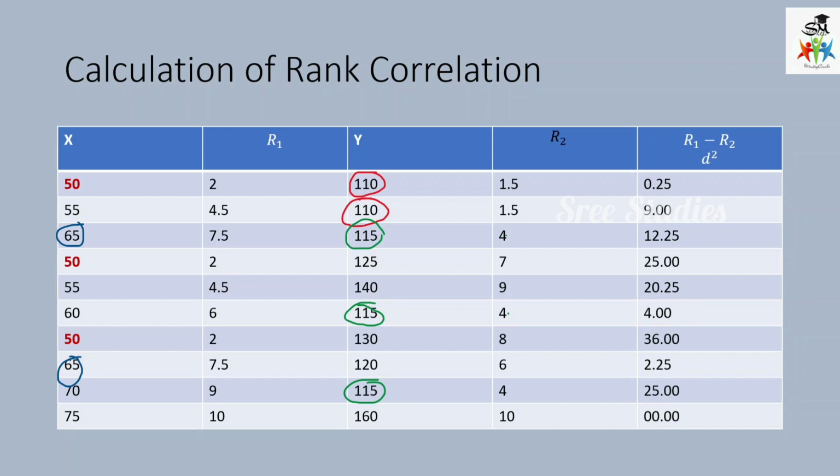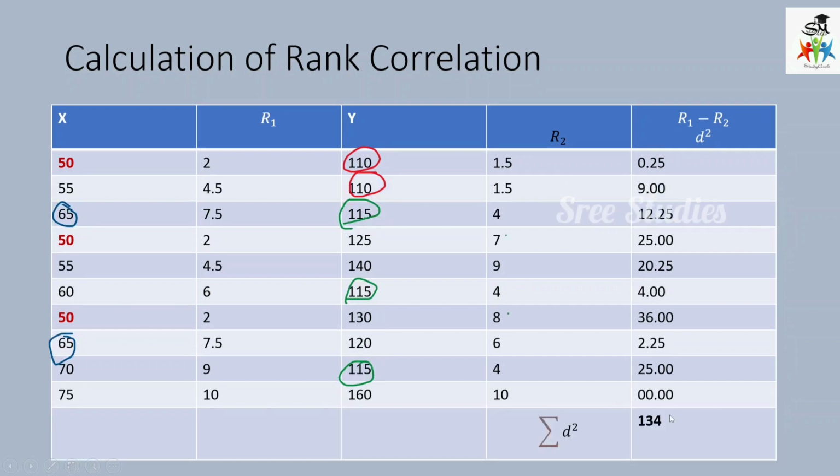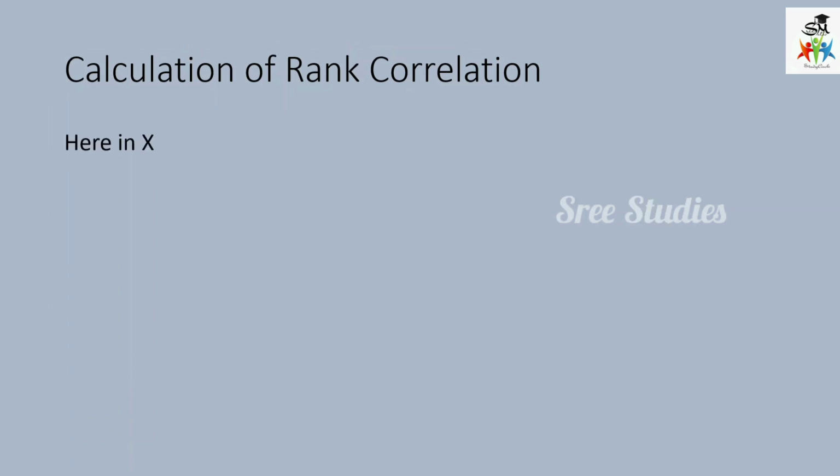So what we next want to find out is sigma d square. This is sigma d square, the total of all. So this is about what we want, sigma d square. Let us have the formula.